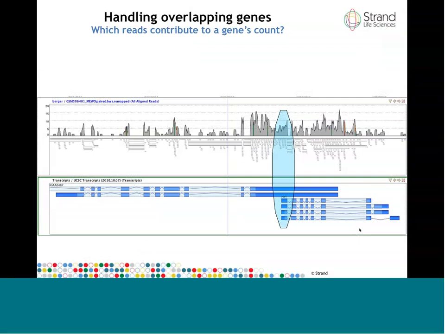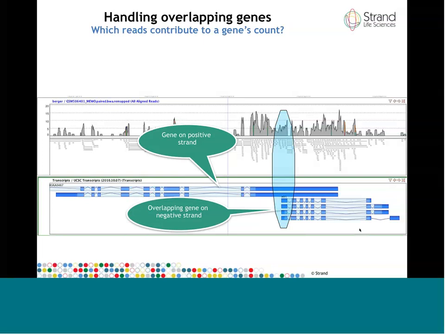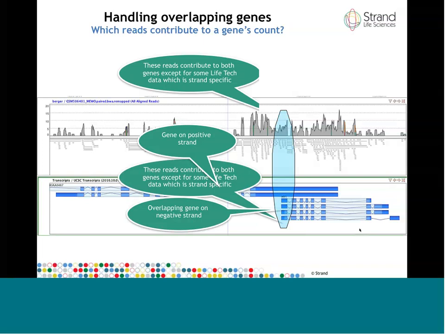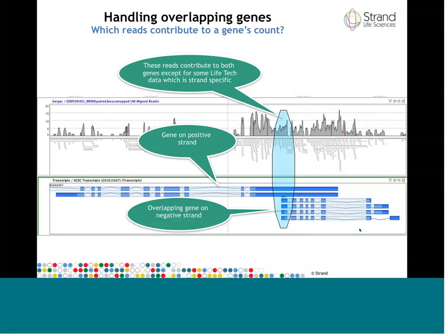There is an additional intricacy that comes from having overlapping genes. So here you see there's a gene on the positive strand, and there's an overlapping gene on the negative strand. And the question would be, how do you handle these reads here? Do they come from the gene on the positive strand? Do they come from the gene on the negative strand? Depending on the nature of the experiment that you've run, it may or may not be possible to say which of those is the case.